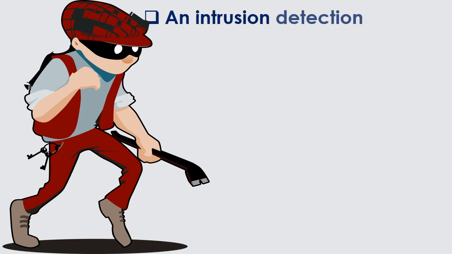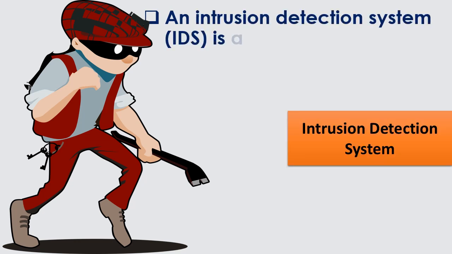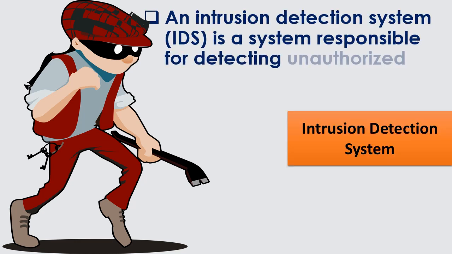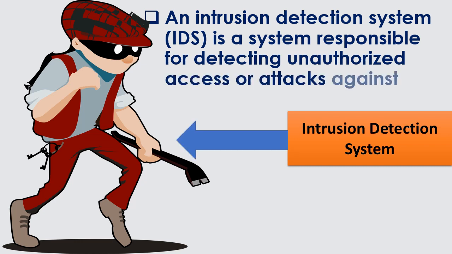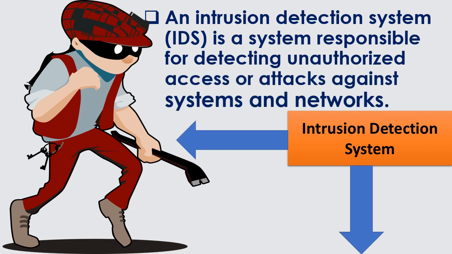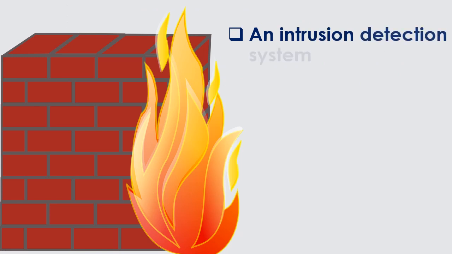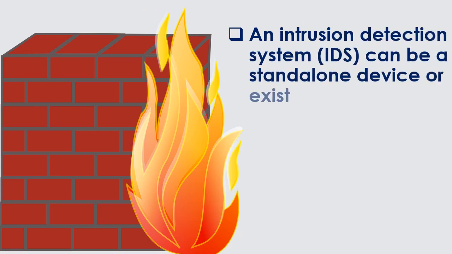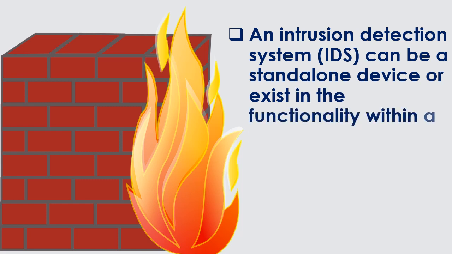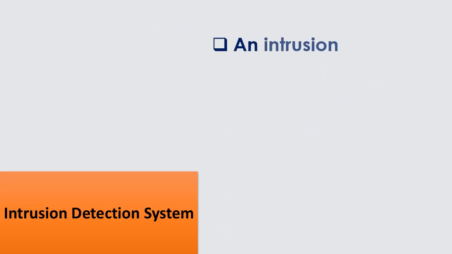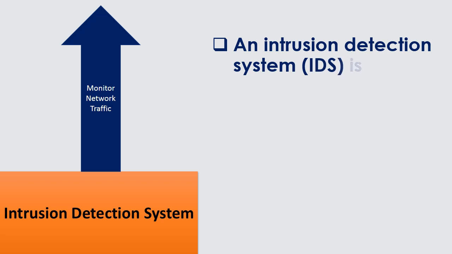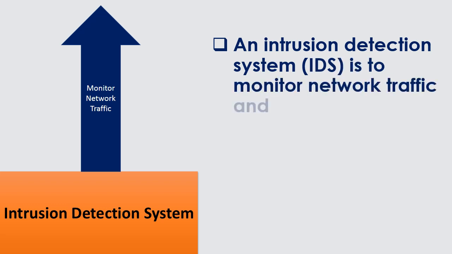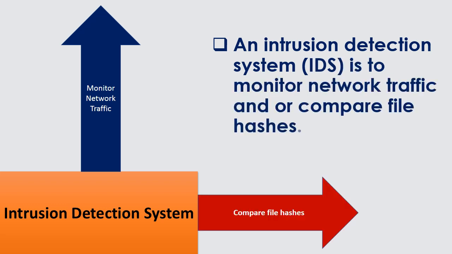An intrusion detection system, IDS, is a system responsible for detecting unauthorized access or attacks against systems and networks. An IDS can be a standalone device or exist as functionality within a firewall. An IDS monitors network traffic and/or compares file hashes.